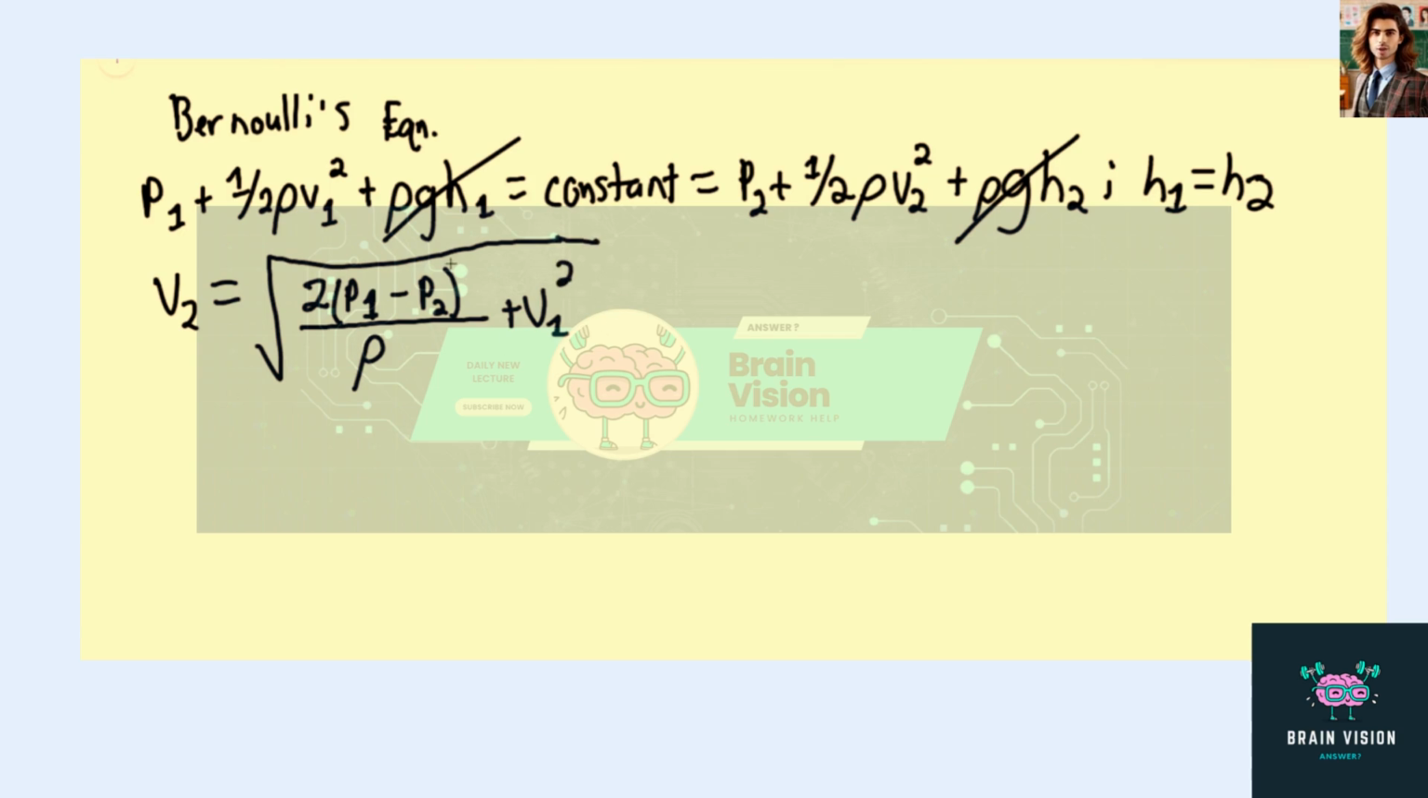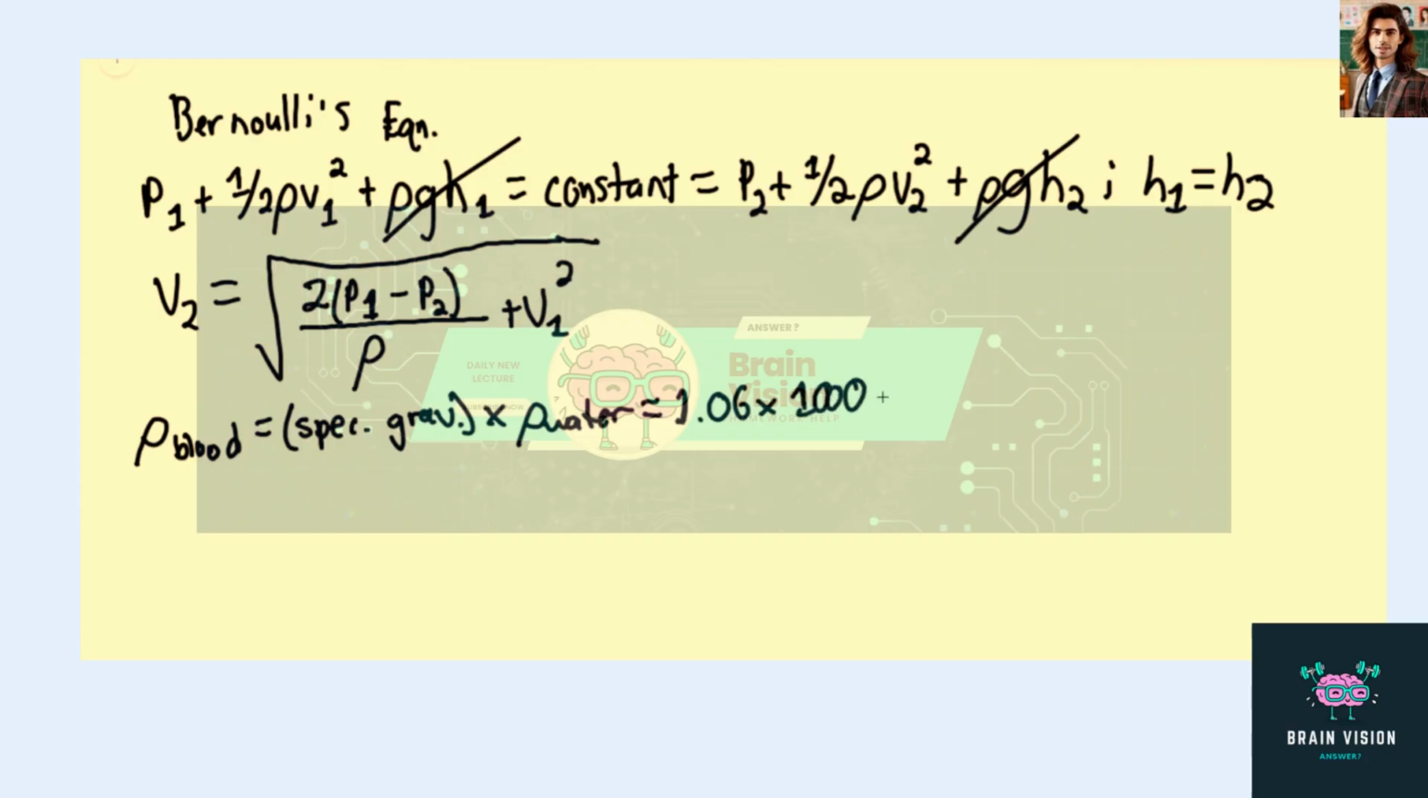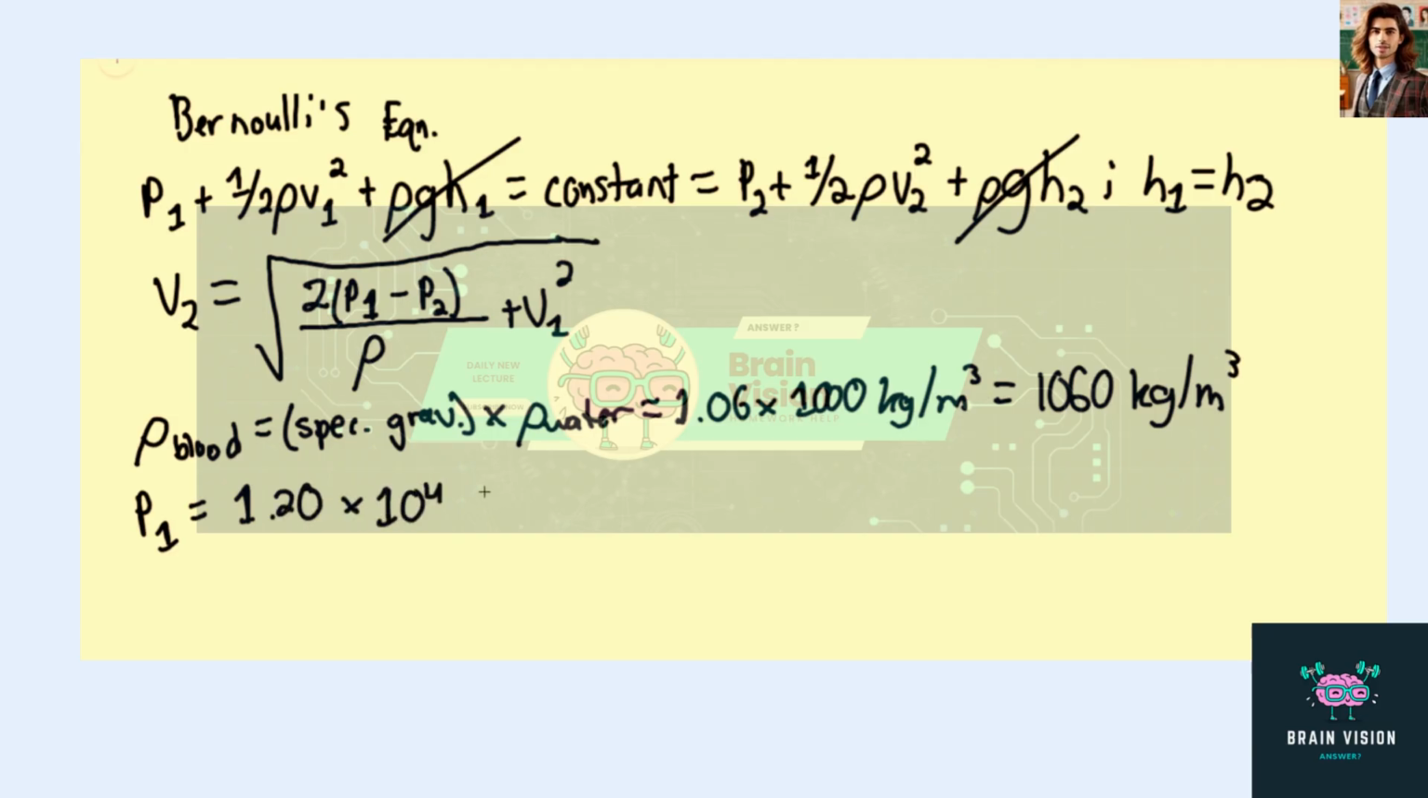So we have all of these constants. The density of the blood is simply going to be equal to that person's specific gravity times the density of water. And this is simply going to be equal to 1.06 times 1,000 kilograms per meter cubed. And the density of this person's blood specifically is going to be 1,060 kilograms per meter cubed. P sub 1 equals 1.20 times 10 to the 4th pascals. P sub 2 equals 1.15 times 10 to the 4th pascals.